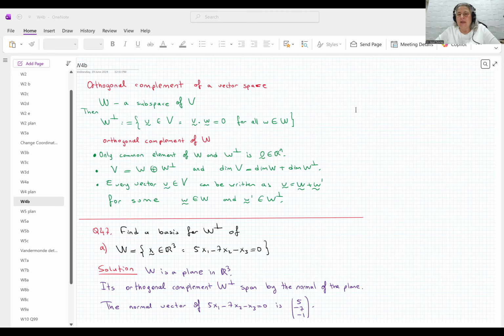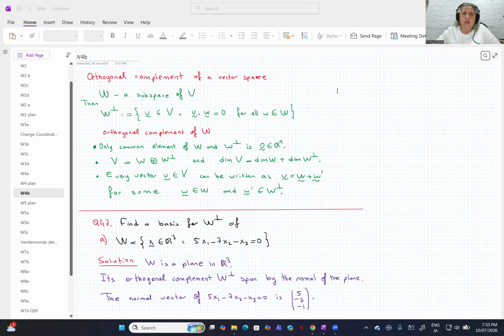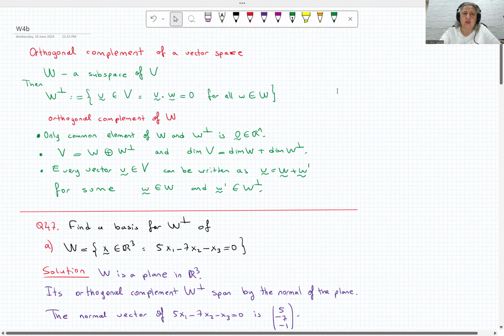Hello, everybody. In this video, I will go through the concept of orthogonal complement of a vector space, and we will do a couple of examples for the orthogonal complements of a vector space, of a subspace. Now, I would like to give a first definition.